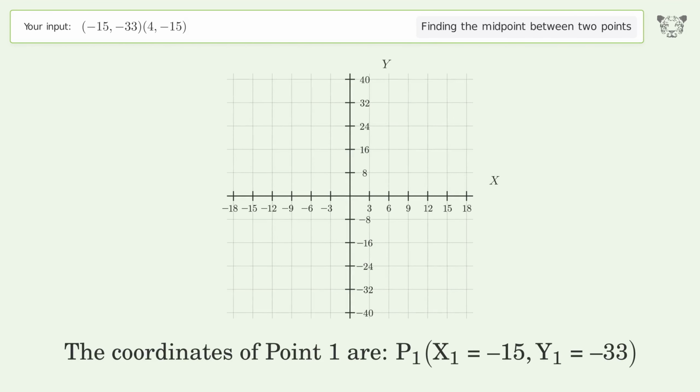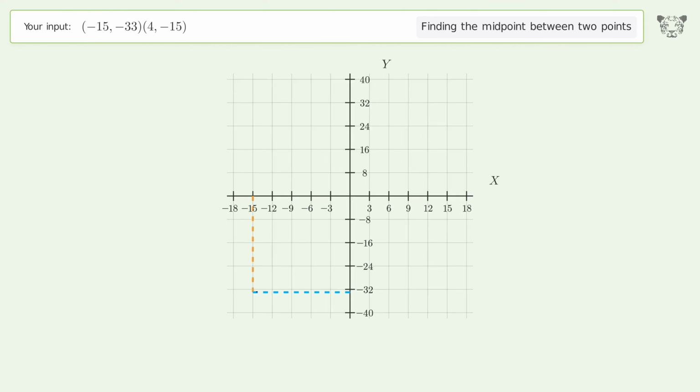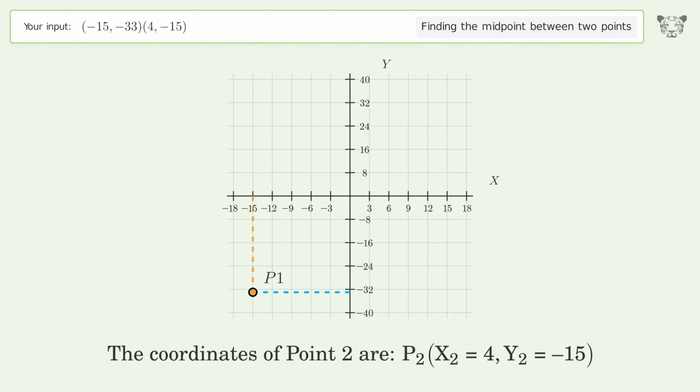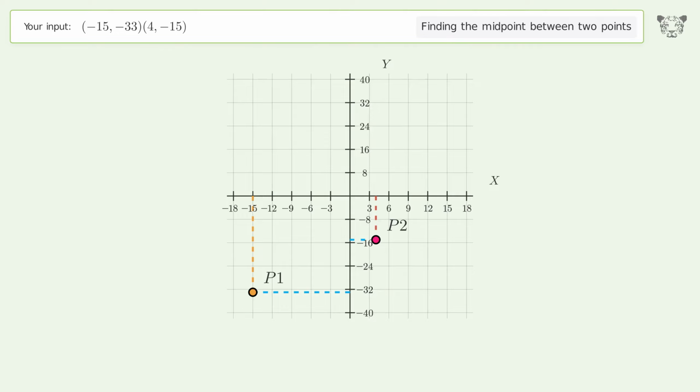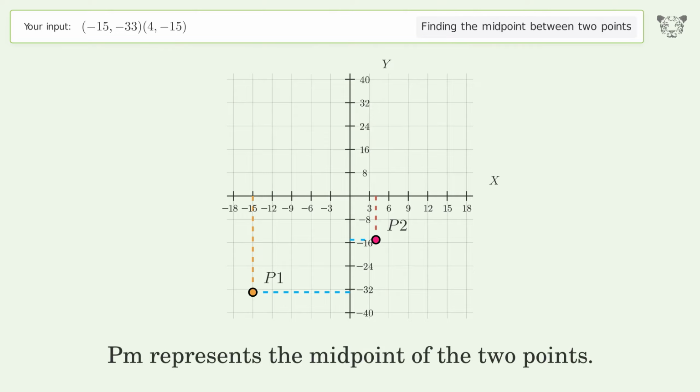The coordinates of point 1 are, x1 equals -15, y1 equals -33. The coordinates of point 2 are, x2 equals 4, y2 equals -15. PM represents the midpoint of the 2 points.